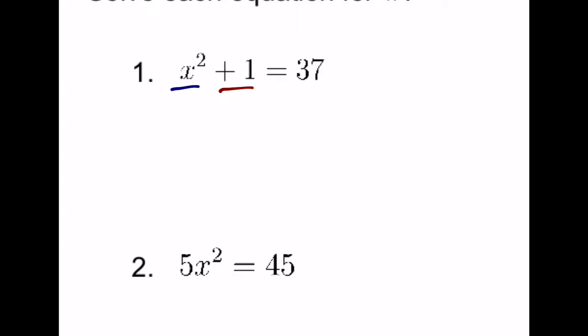When we are solving equations, we cancel these things out in reverse order. So the first thing we do is cancel out the plus 1. We do that by subtracting 1. Since we subtract 1 on the left, we also subtract 1 on the right, and we're left with x squared is equal to 36. The next step to cancel out is the x to the second power.